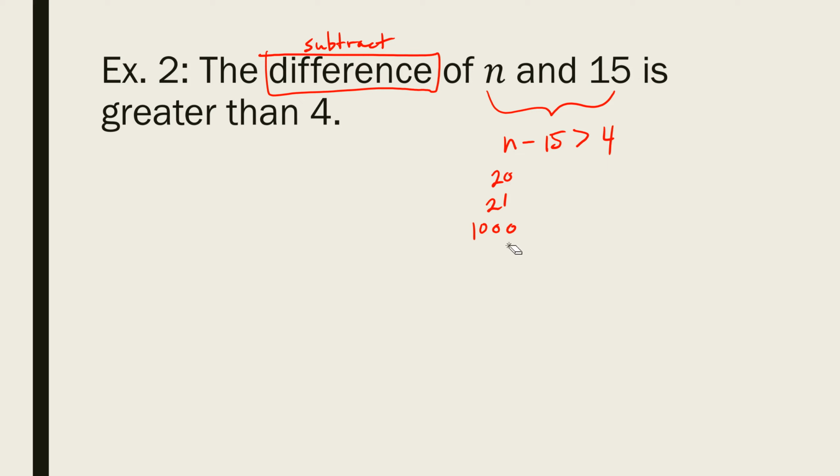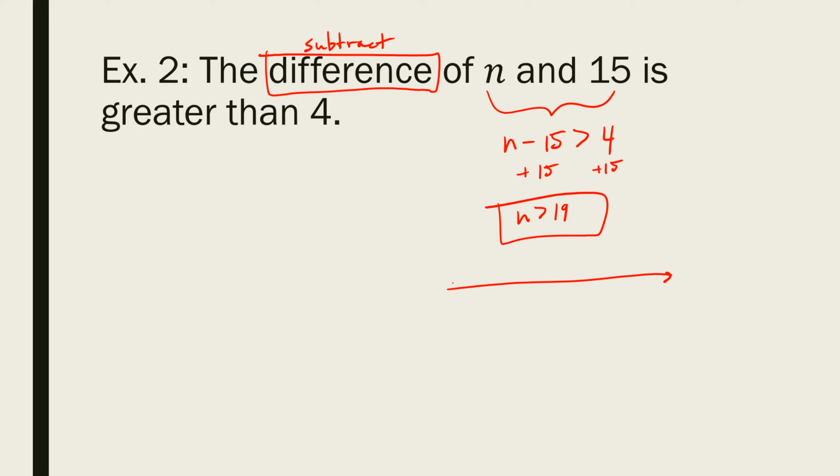So I'm going to have this range of answers, and to get the exact range, literally all I have to do is isolate the n. Let's add 15 to each side to find that n is greater than 19. So this is my answer. It makes sense in the context because really there is no context here. I just need to graph it.